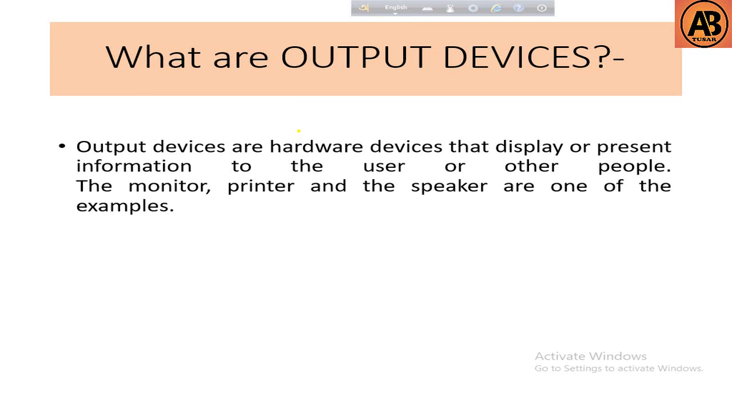In the previous video we learned about the different types of hardware and input devices. In this video we are going to learn about the output devices. So what are output devices? Output devices are hardware devices that display or present information to the user or other people. The monitor, printer and the speaker are some examples of output devices.